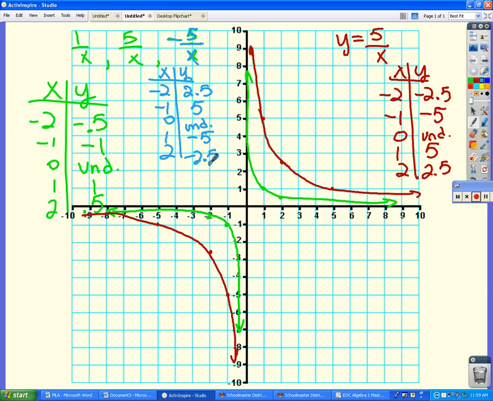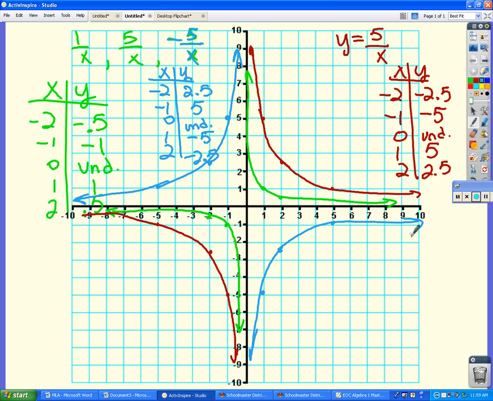Now if I go -2 to 2.5, it's right there. -1 to 5 is right there. And so this one is going to be like this. And then the positive one is going to be the same but flipped over also. So I go 1, -5, 2, -2.5. And so that one's going to look like that, okay? So the bigger the number on top, the farther it moved away from the x and the y axes. And then when I had a negative number on top, that flipped the graph around because the answers were the same, but like you said, they were opposites. Okay?